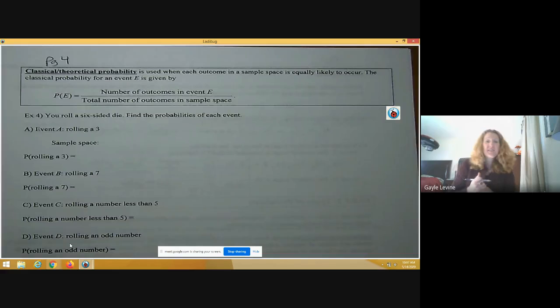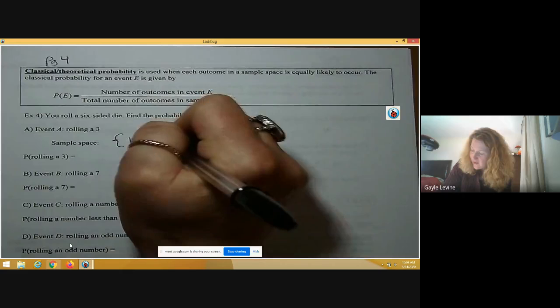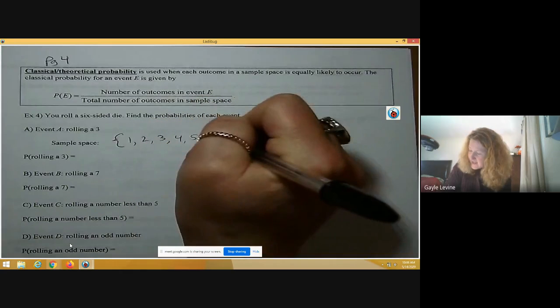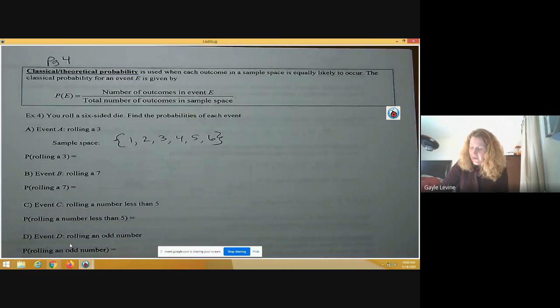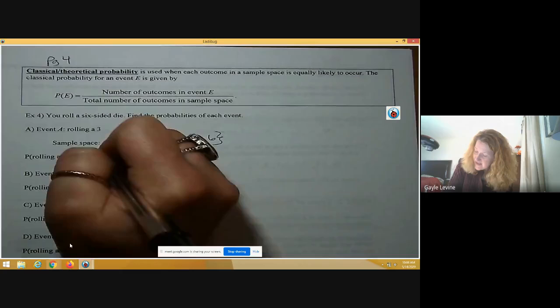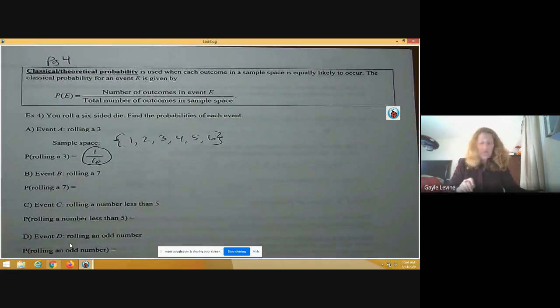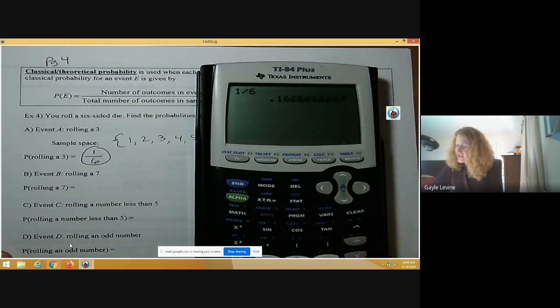All right, you roll a 6-sided die, find the probabilities of each event. Event A is rolling a 3. Well, our sample space is going to be all the possibilities. You could have a 1, 2, 3, 4, 5, 6 in a standard 6-sided die. The probability of rolling a 3 is going to be one outcome out of the 6. So this is the exact answer. And then if you're going to find the rounded answer, you do 1 divided by 6. And now I want 3 decimal places.